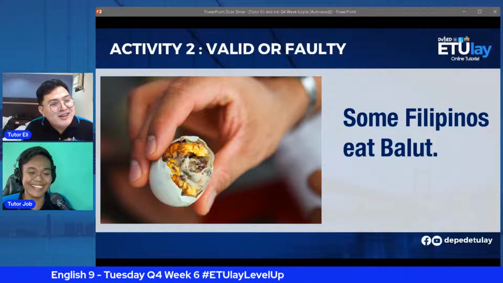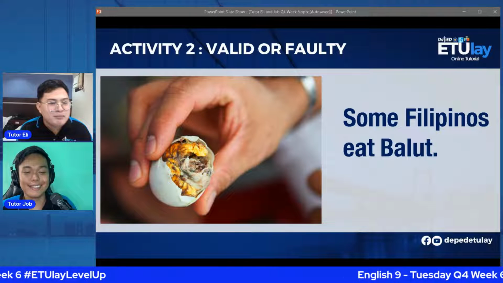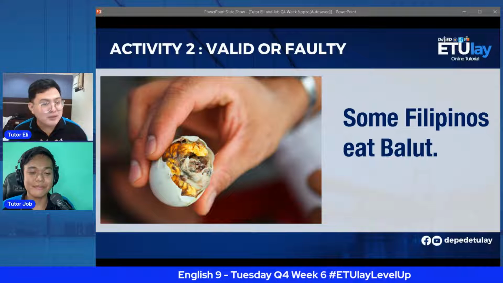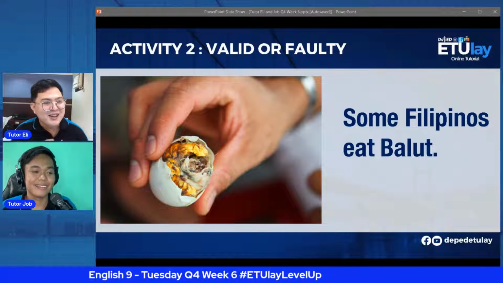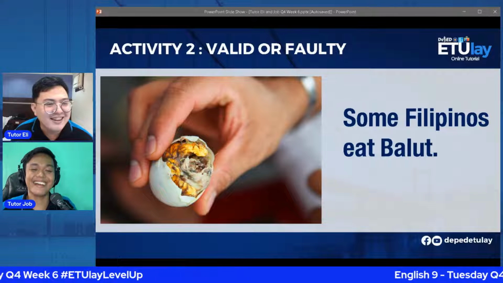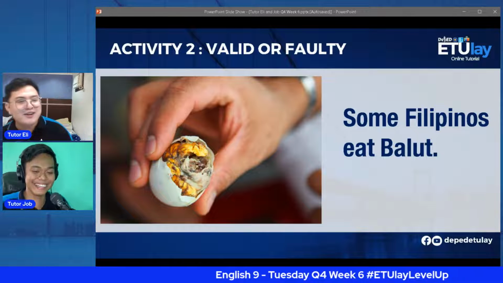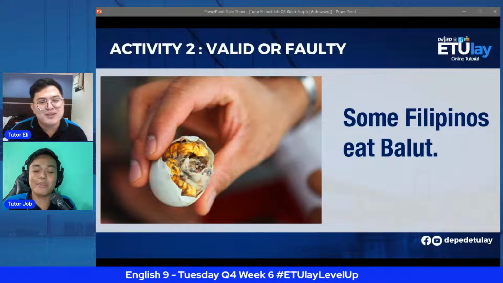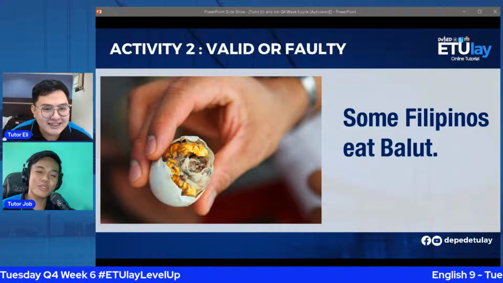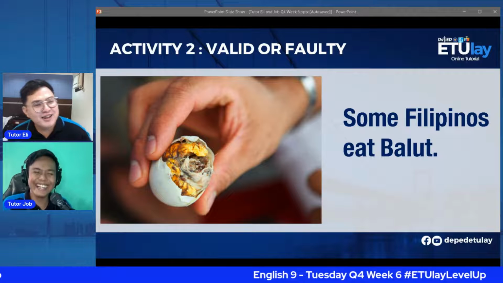How about our learners, do you eat balut in your own barangay or in your own bayan or city proper? Ako, I eat balut but I don't see the balut when I eat. Kasi lagi kong sinasabi, Tutor Ellie, 'pag kumakain kami ng balut, sasabihin ko, "Hala, kawawa talaga, hindi pa niya na-enjoy yung buhay niya." Naawa ako.